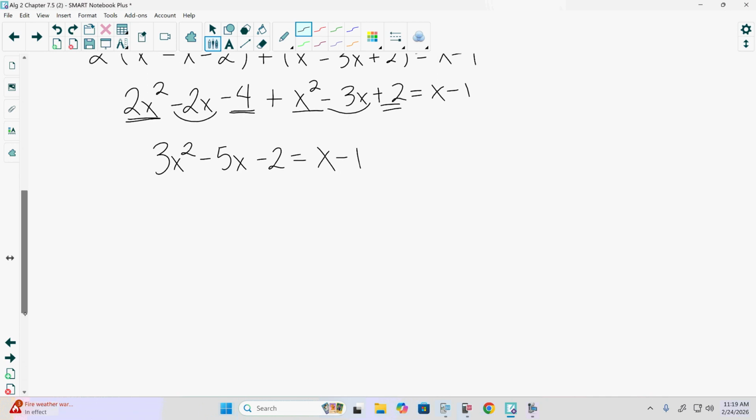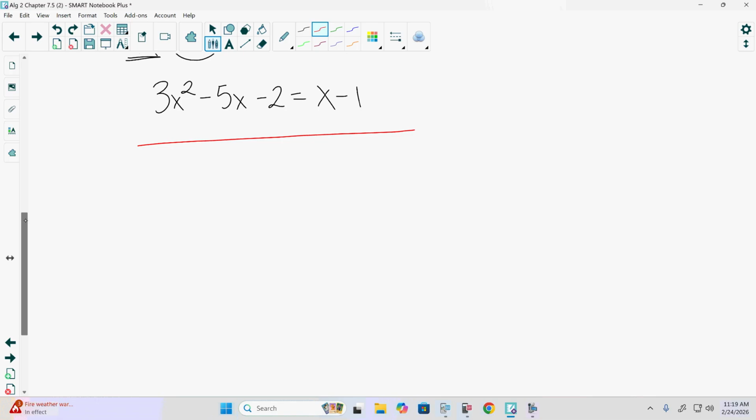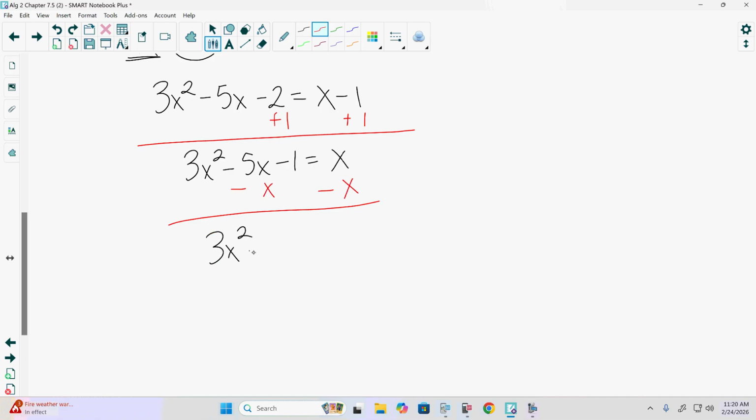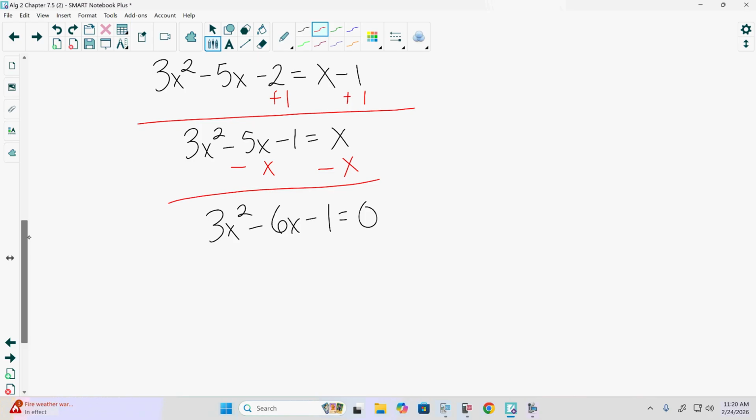Now that we have our like terms simplified, we need to get this equation equal to 0. So what can we do first? Add 1. Down to x squared minus 5x minus 1... or equals x. Now give me x squared minus 1. Oh wait, it's negative, yeah. So minus 6x minus 1.